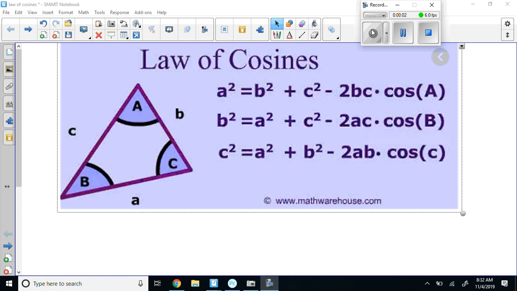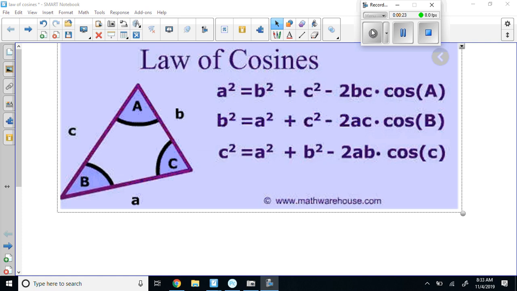All right, we've got Monday, November 4th, law of cosines. The two conditions that the law of cosines will look at are side, side, side, and side, angle, side. Those are the two conditions where you would use the law of cosines.